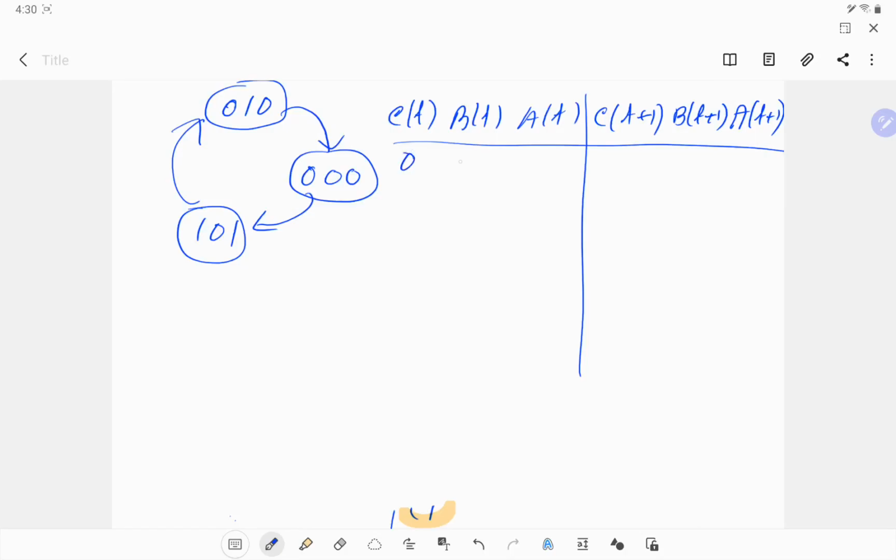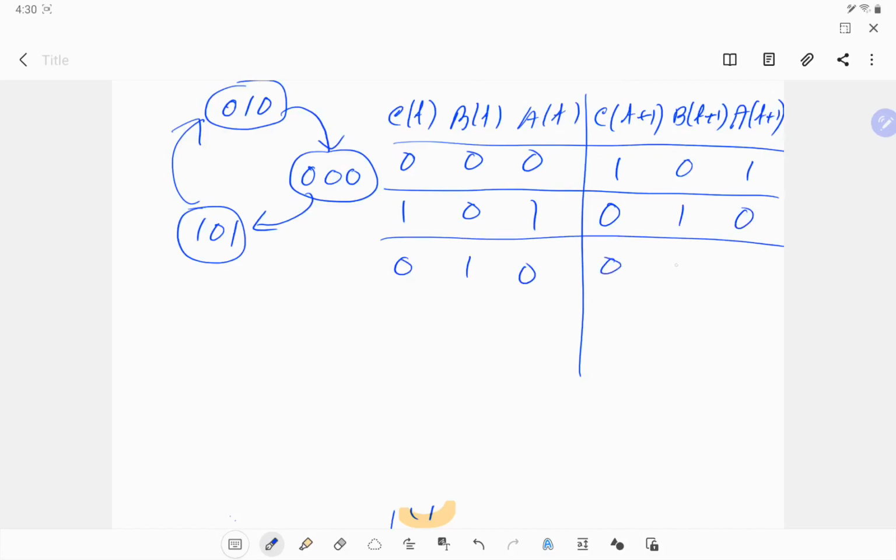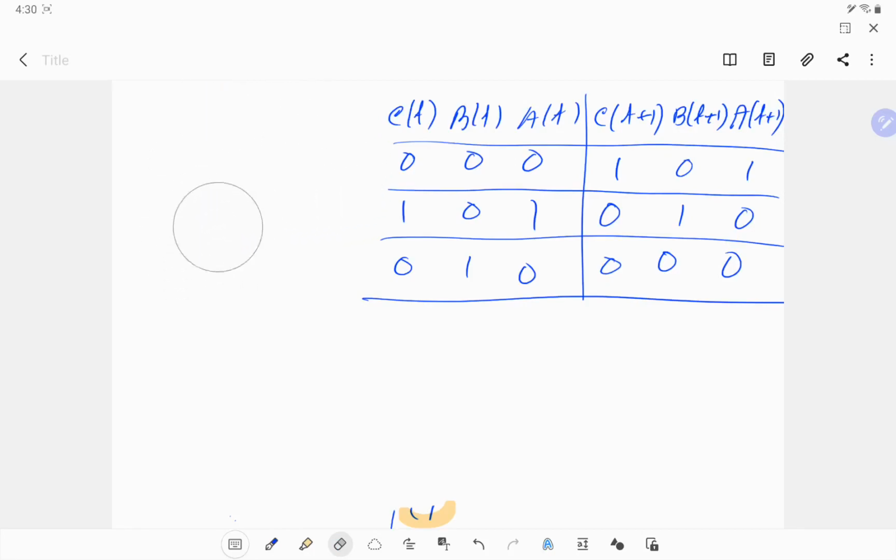So when it is 0 0 0, then it's 1 0 1. When it is 1 0 1, then it is 0 1 0. When it is 0 1 0, then it is 0 0 0. So again 0 0 0, and for the other combinations it's not defined, so we can consider the other combinations as don't care. So we don't need the state diagram anymore.